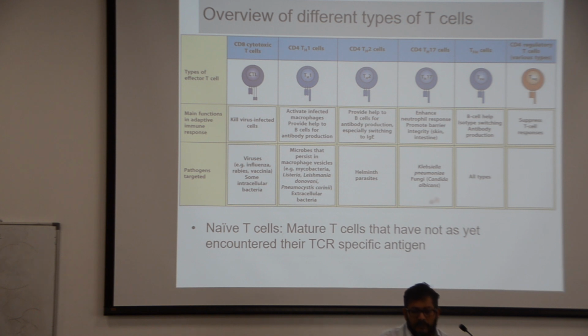T helper 17, they are important in Klebsiella infections and fungal candidiasis because they actually enhance secondary neutrophil response. So the first neutrophil response comes by itself and secondary responses are kicked in by T helper 17. Having said that, they are also known to be there in arthritis. So all autoimmune arthritic diseases are primarily under T helper 17. T follicular helper go to making antibodies against all extracellular pathogens of all types, and T regulatory cells suppress it.